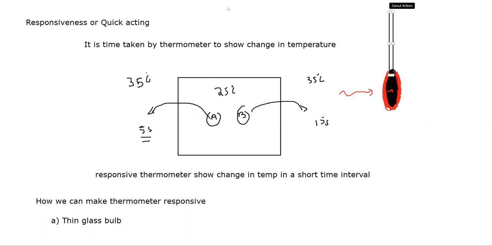But if you are using a thin glass bulb, this glass will allow heat energy to pass easily in a short time. So which thermometer will be more responsive, A or B? Thermometer B, because it has thin glass, so it will allow the heat energy to pass easily. So this is one way of making a thermometer responsive, by using thin glass.